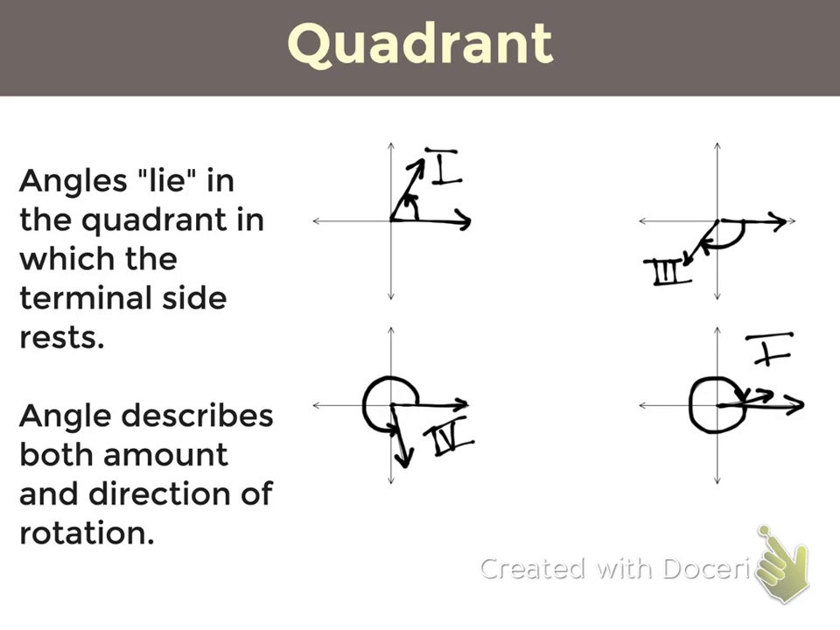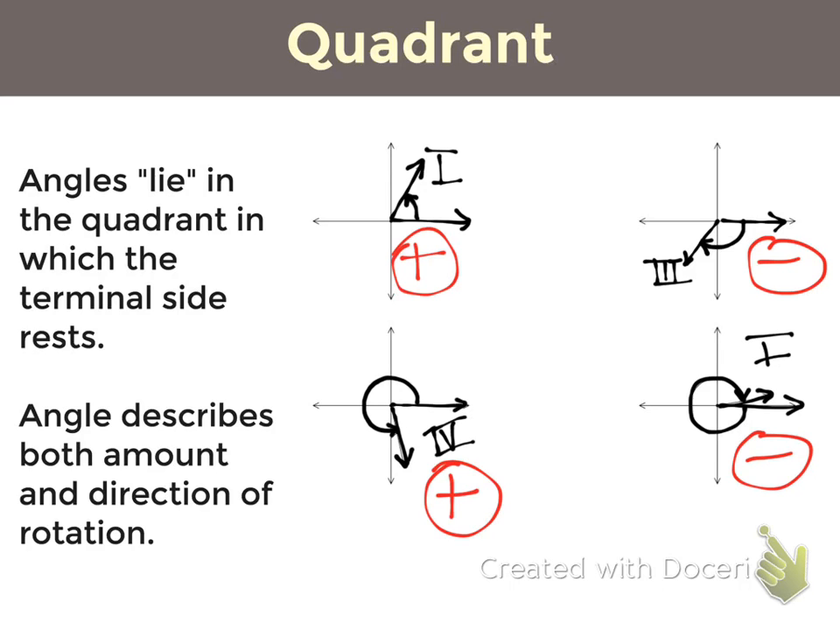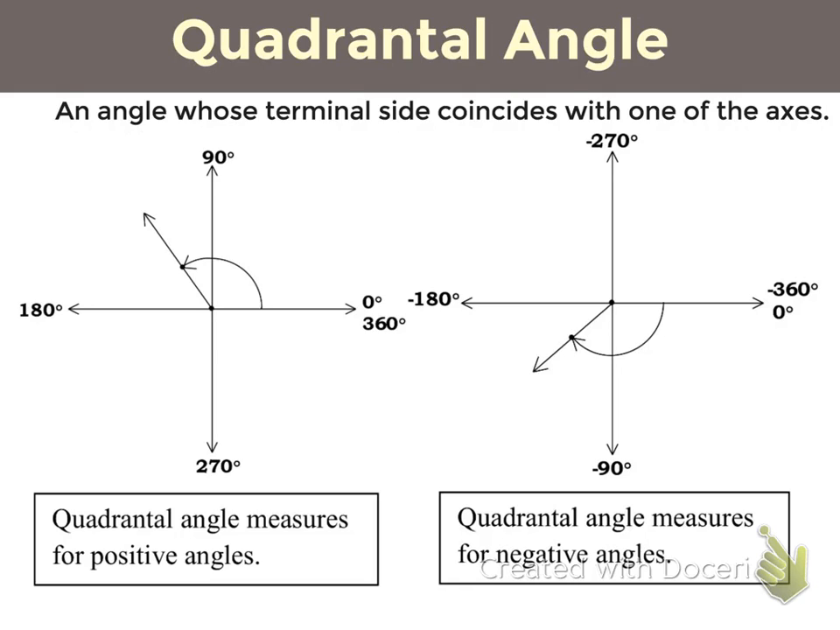So again, our quadrants are going to come into play. And an angle describes, like it says, both the amount and the direction. So we can see that this one, based off of the arrow, is definitely a positive angle. This one is a negative angle that we're seeing. This one, based off of the direction, is also positive. And this last one was a negative angle. So I was going to put a negative sign there. So here are our basics.